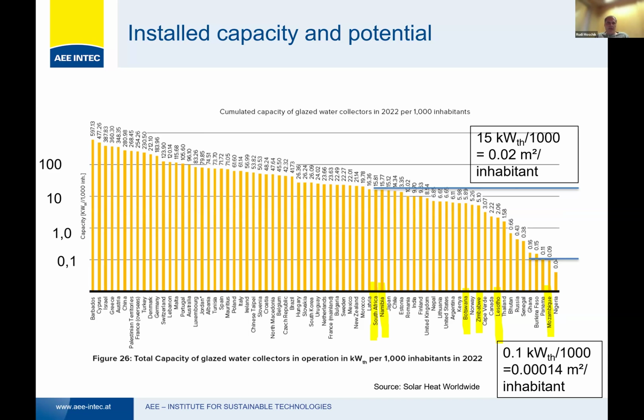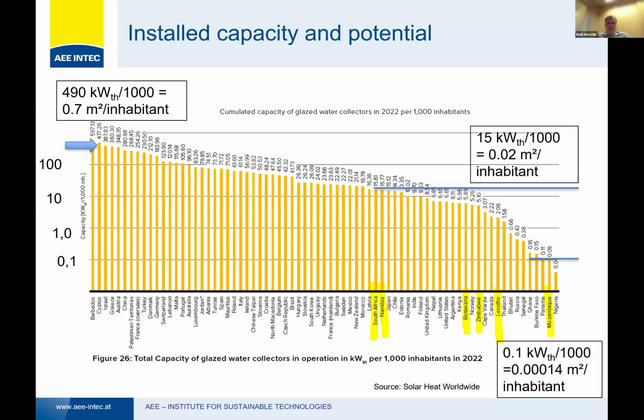The lowest value we find in Mozambique, where we certainly have a lot of issues and struggle a lot to implement solar thermal technology. On the other side, the three leading countries have on average already installed 490 kilowatt thermal capacity per 1,000 inhabitants. This is equal to 0.7 square meter per inhabitant.